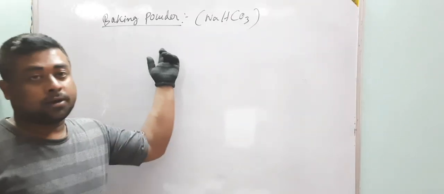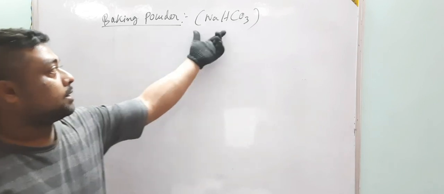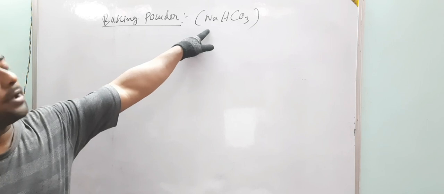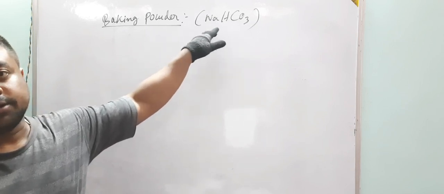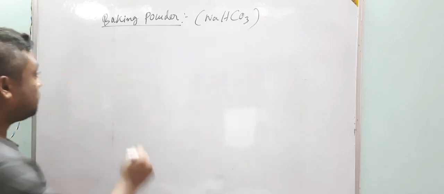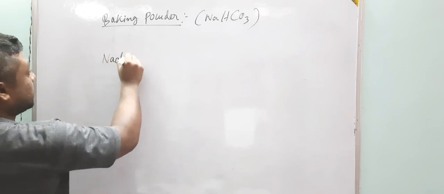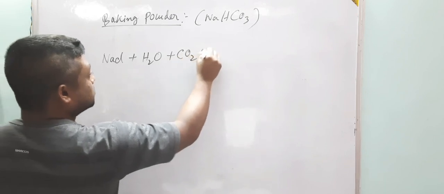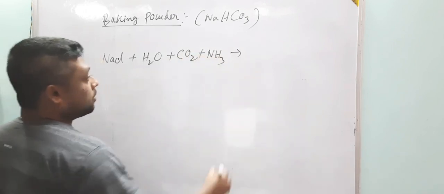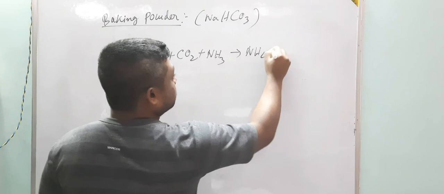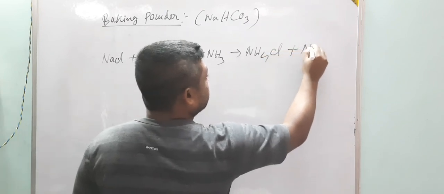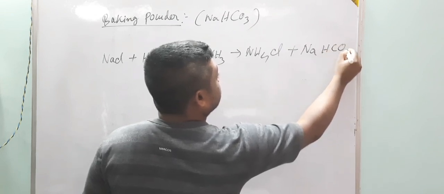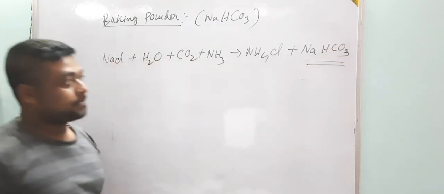Next, we are going to learn about the preparation of baking powder. Its chemical name is sodium hydrogen carbonate. Now, how is this sodium hydrogen carbonate prepared industrially? When common salt, NaCl, sodium chloride, is allowed to react with water plus carbon dioxide plus ammonia, it results in the formation of ammonium chloride along with the formation of sodium hydrogen carbonate, and this is known as baking powder.